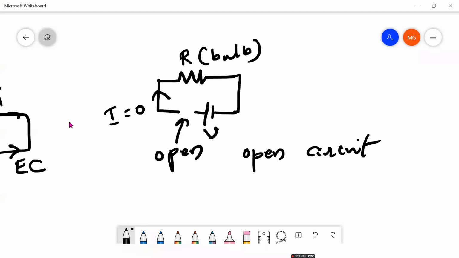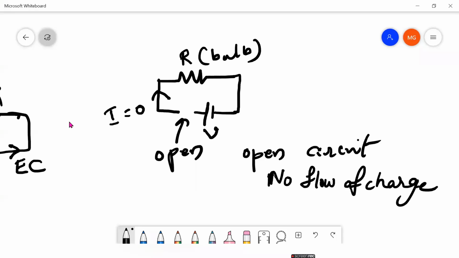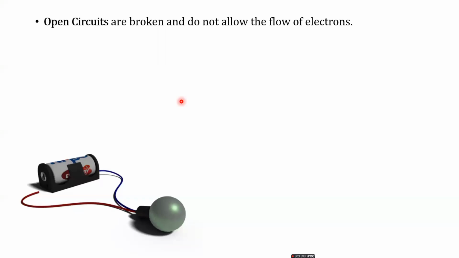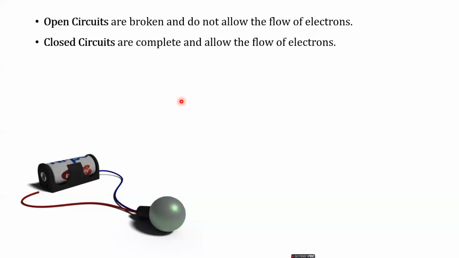We are calling this an open circuit because there is no flow of current, because there is no flow of charge. Why is it not happening? Why are the charges not flowing? Because the circuit is not closed. All right. I hope you have reached the definition of an open circuit.